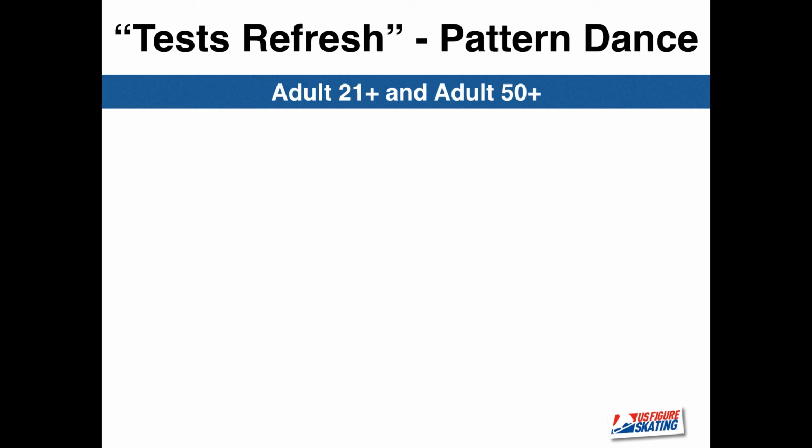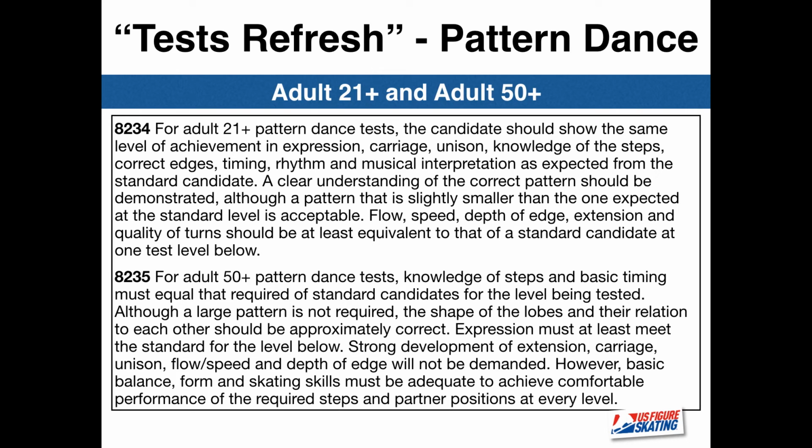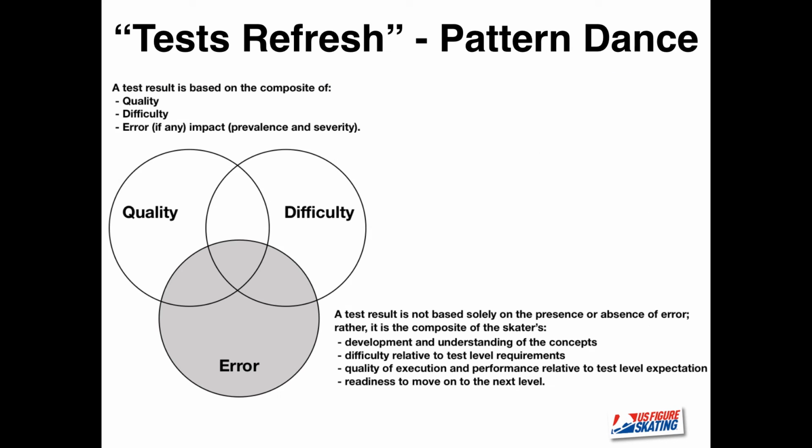The rules for pattern dance test expectations and standards, partnered and solo, remain the same for adult 21+ candidates and adult 50+ candidates. This page is included in the handbook for tests. It is a reminder about composite judging, taking into account quality, difficulty, and error. A test result is not based solely on the presence or absence of error.